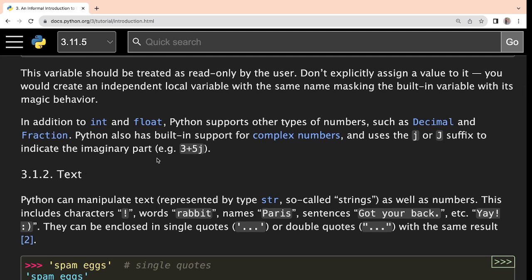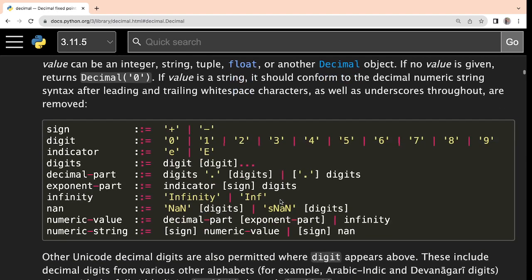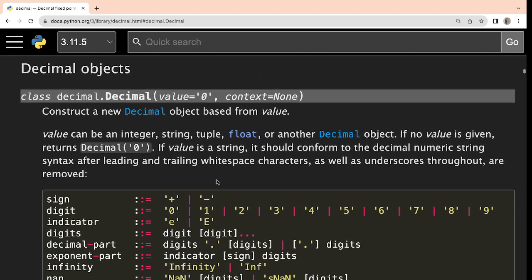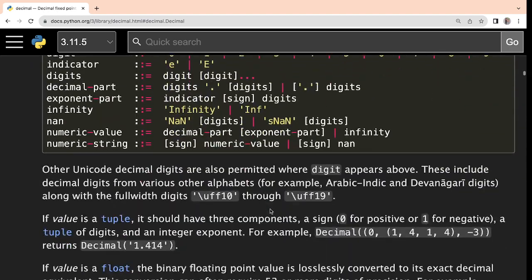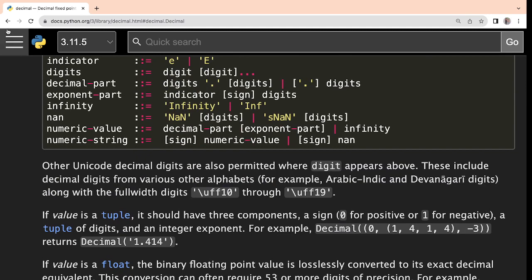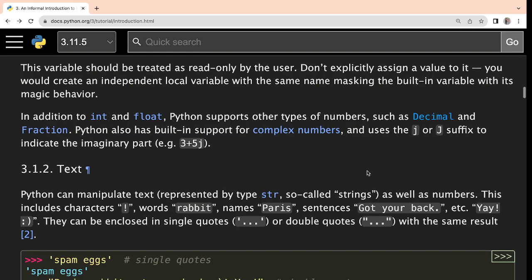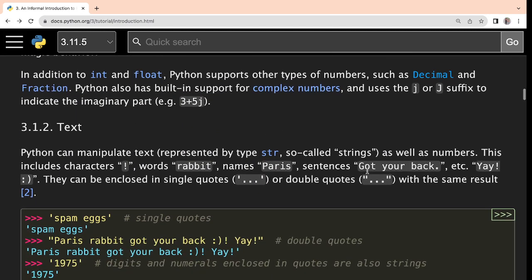All right, in addition to int and float, Python also supports other types of numbers, which are decimal and fraction. Here the links are given, you can visit them and see what kind of decimal objects are present, how they are written and everything. You can see that in detail, but otherwise you can keep it to a brief introduction also. Just have the knowledge that decimal and fractions are also possible here.